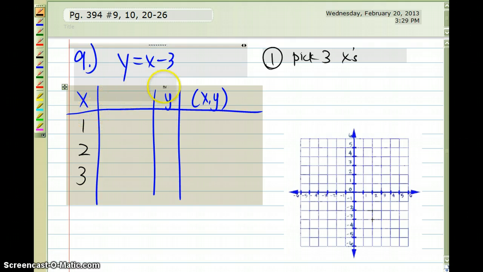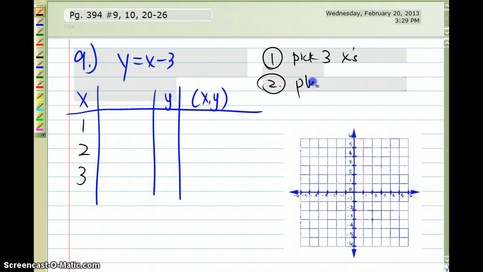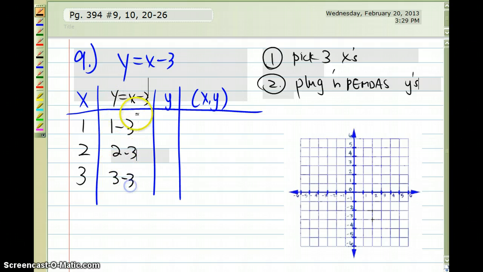Step 2 is to plug, and then do PEMDAS, because you need your y's. So I'm going to plug it in. I'm going to do 1 minus 3, because that's my equation, x minus 3. I'm going to do 2 minus 3, and I'm going to do 3 minus 3. So each of these answers will produce a y. So 1 minus 3 gives me negative 2, 2 minus 3 gives me negative 1, and 3 minus 3 gives me 0.